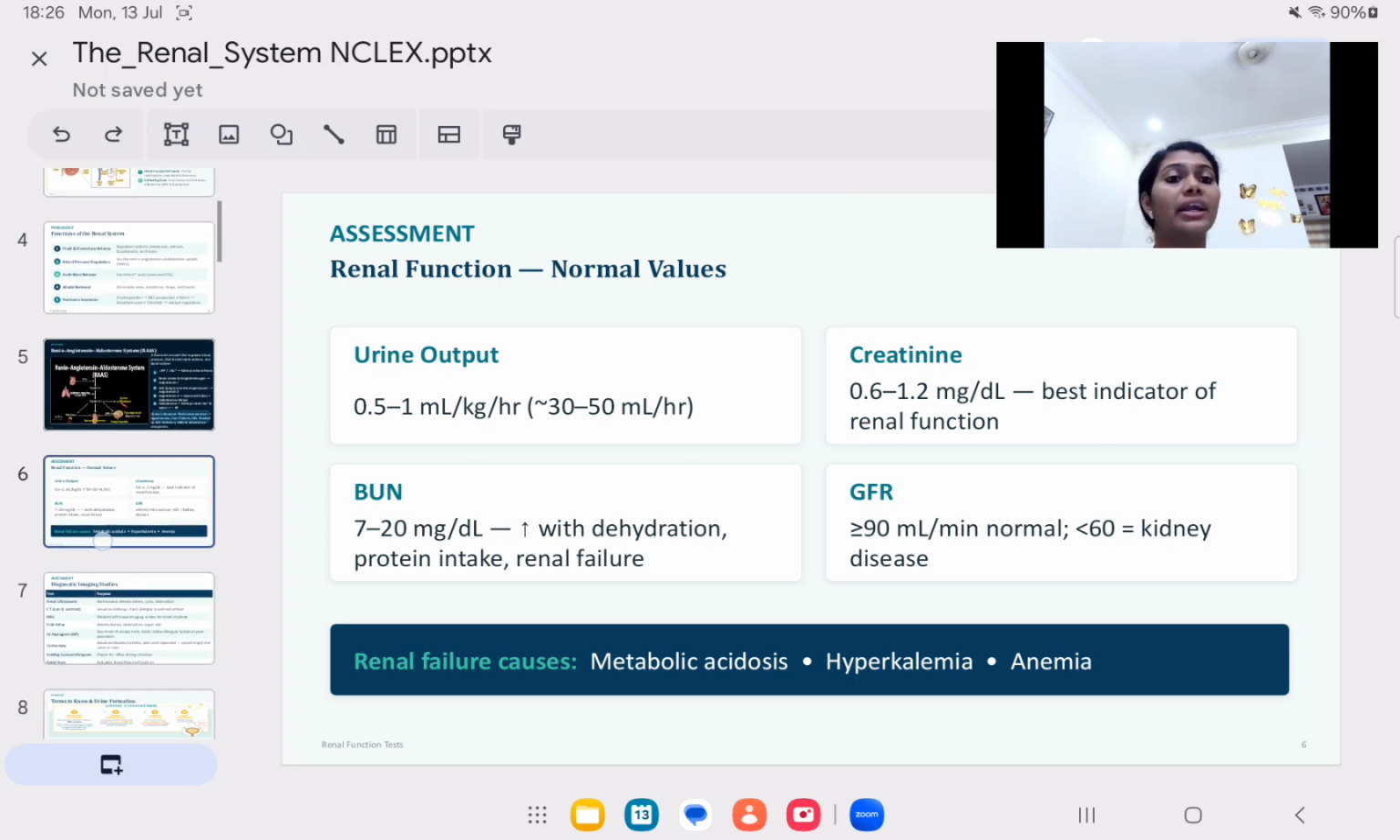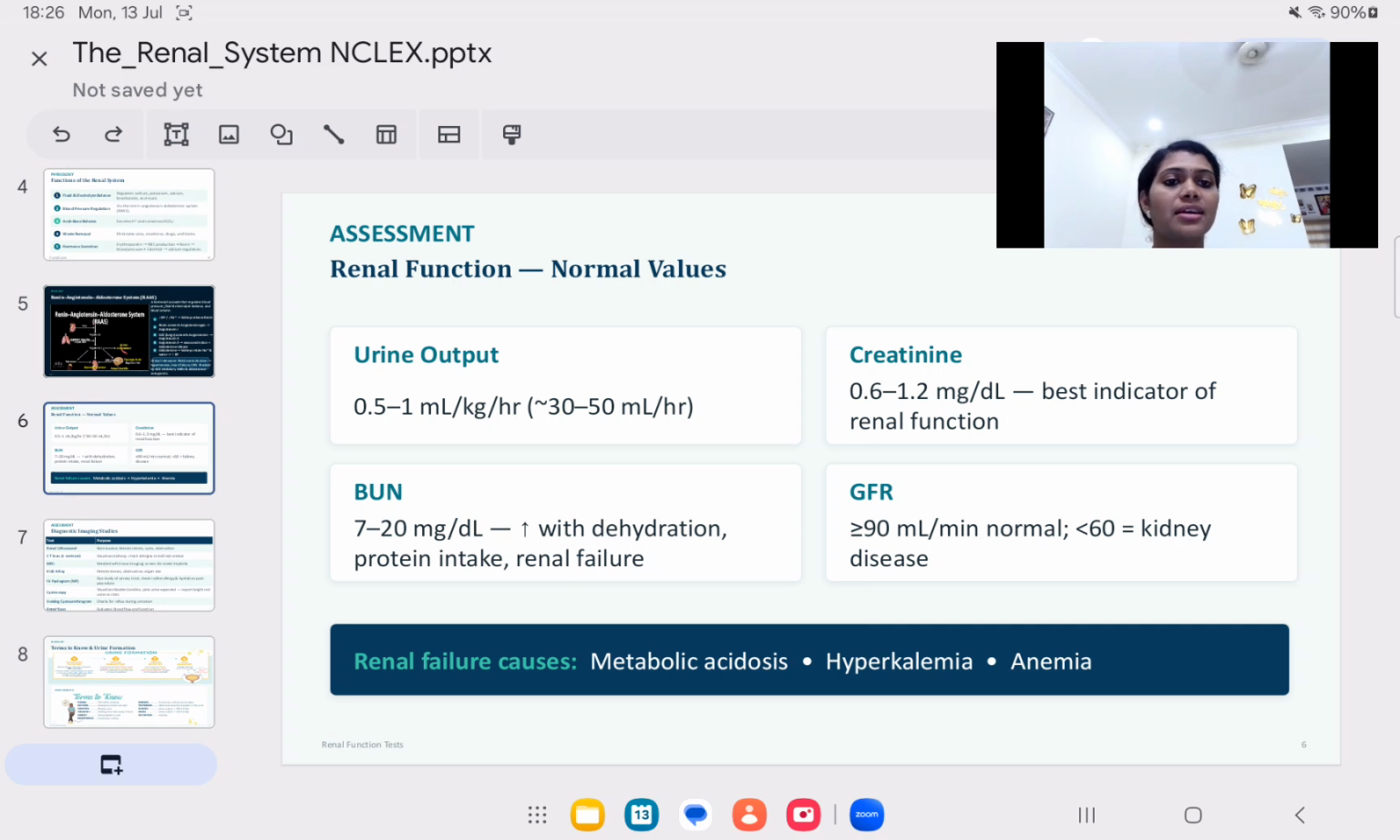Okay. In renal failure, we can see metabolic acidosis. The acid is not excreted from our body through the urine. So we can see metabolic acidosis and hyperkalemia. The potassium level will also be increased, and the kidney is not producing erythropoietin. So RBCs are not produced, which results in anemia. So in most kidney patients we can see anemia.